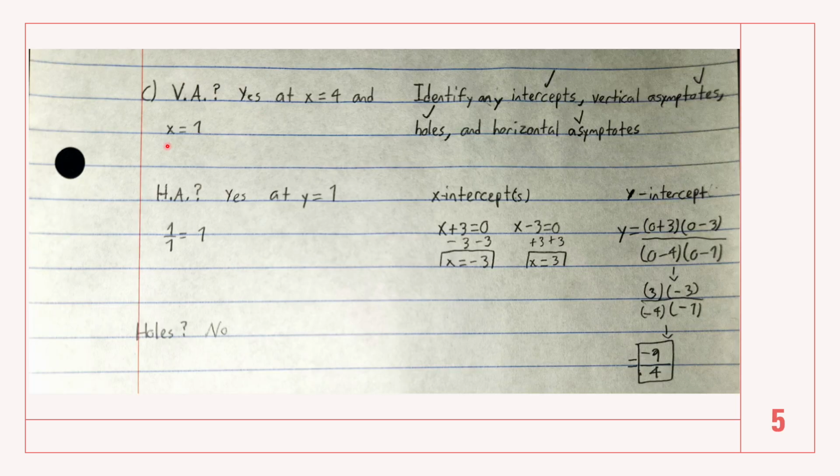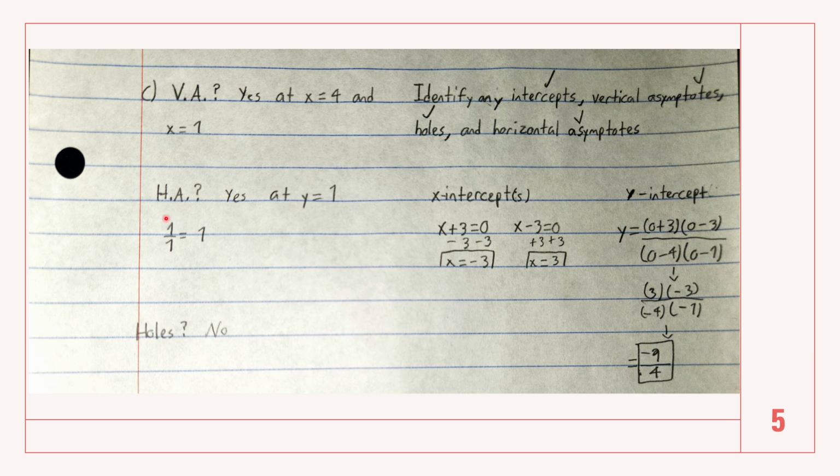Moving over to part C. We want to look at the horizontal asymptote, the vertical asymptote, the holes, and the x and y intercepts. For the vertical asymptote, it's equal to the restrictions on the domain, because the graph will come close to these x values but never cross them.